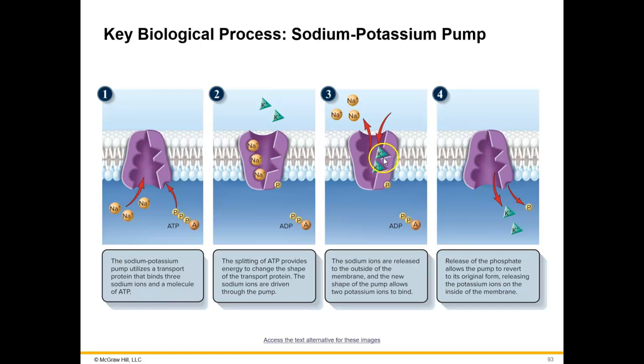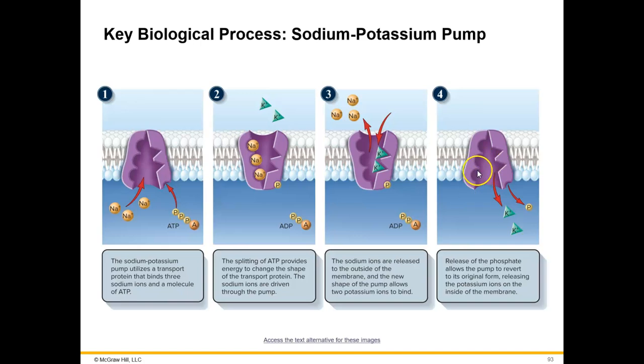Once they do, that's going to have the perfect affinity for this channel to then open to the inside of the cell. We're going to release that last phosphate that is attached, that came from our adenosine triphosphate, and now we've brought in 2 potassium ions. And this just keeps going.